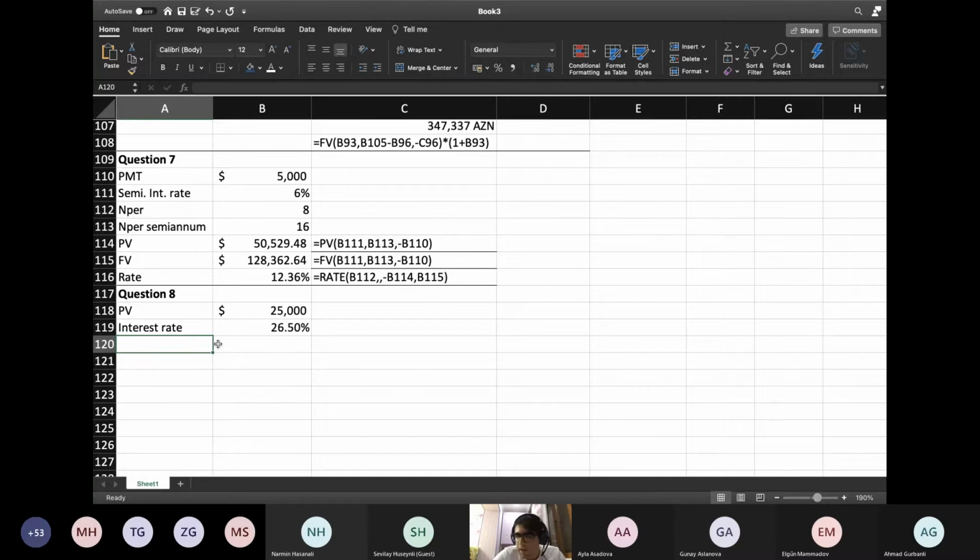26.5%. We have periods. Two periods. These are annual, but since we pay monthly, we have to adjust them to months. Interest rate is this one divided by 12, and periods is this one multiplied by 12. So we have 24 monthly periods and 2.21% per month.